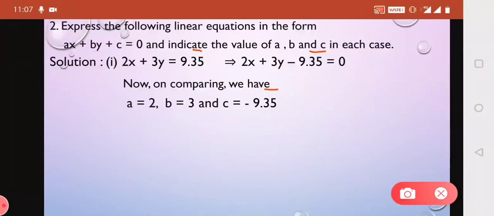Now you can see a is nothing but the coefficient of x, so it is 2. B is nothing but the coefficient of y, that is 3, and c, that is the constant value, is minus, so we have to consider the sign minus.